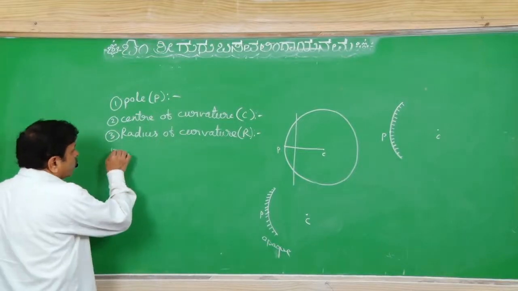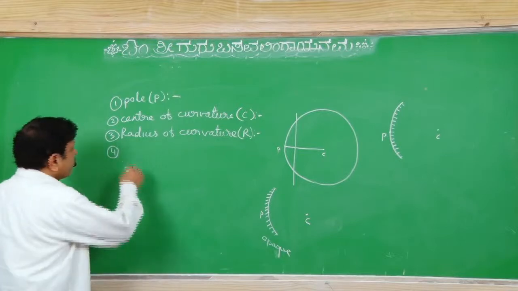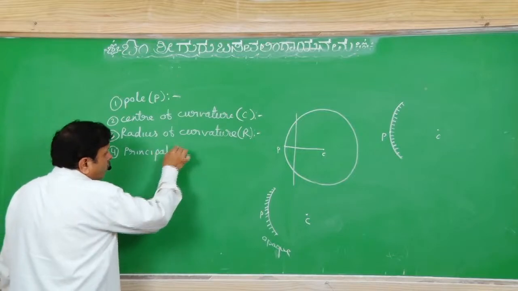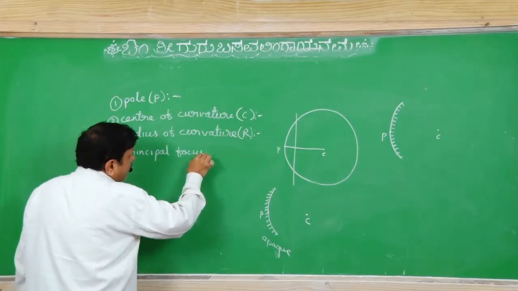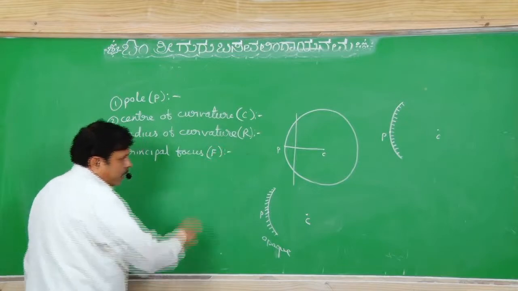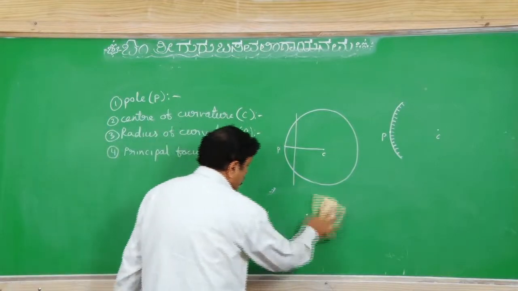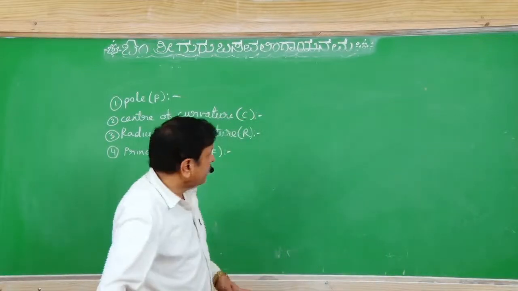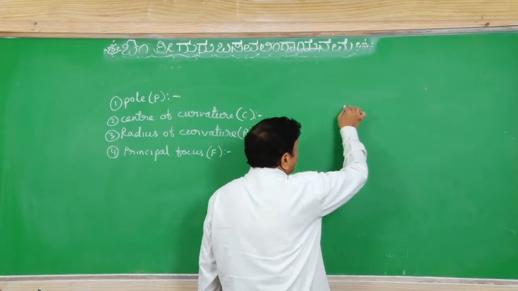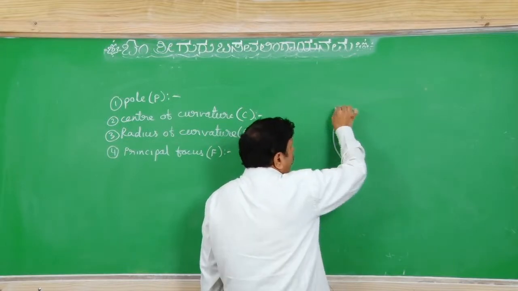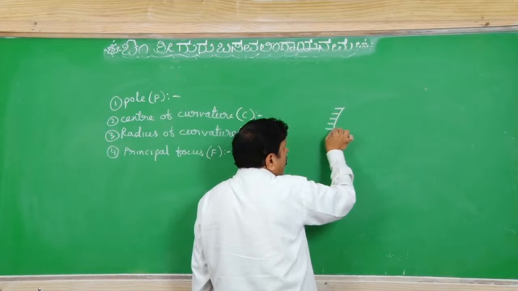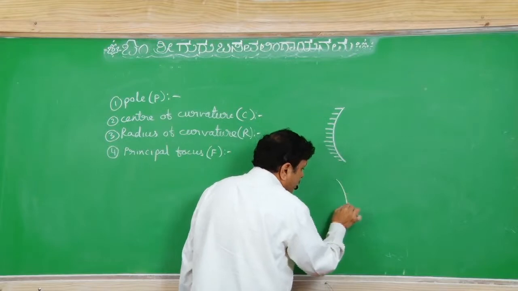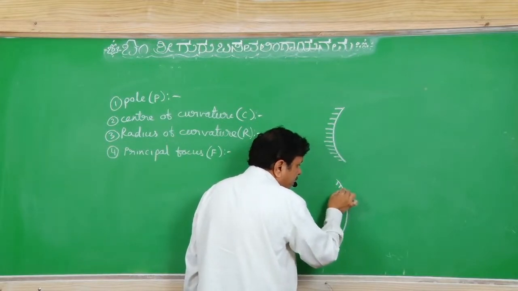Now, the fourth one is principal focus. It is denoted by the capital letter F. Now, we'll use this diagram for its explanation. Suppose we have two types of mirrors. One is the concave mirror and the other is the convex mirror.